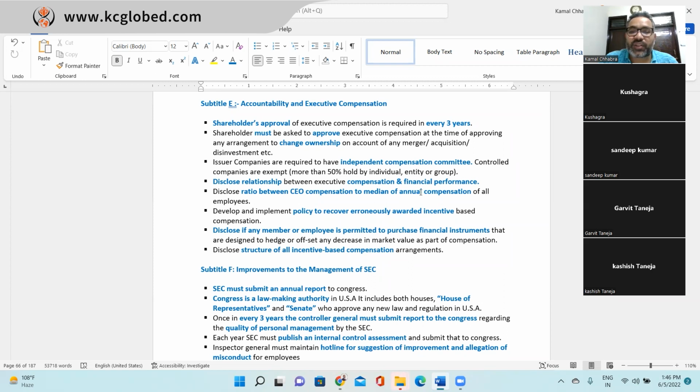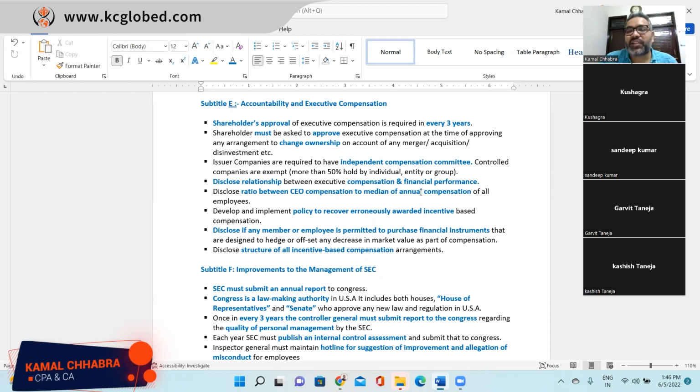Next is to disclose the ratio between CEO compensation and the median of annual compensation paid to all employees. So how much compensation you are paying to the CEO, CFO, and how much is the total compensation you are paying across the company at large. Those ratios are also a mandatory disclosure requirement nowadays, right?